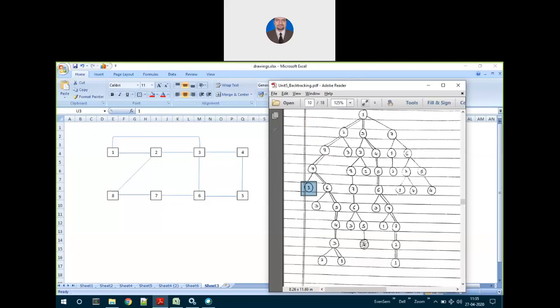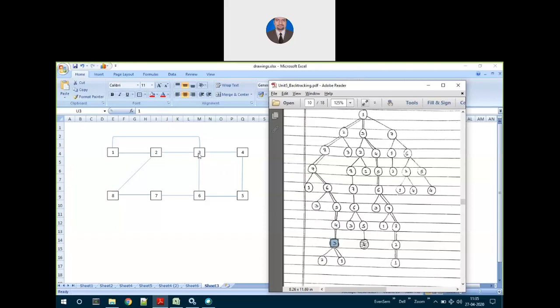So 7 to 6 I can go. From 6 there are 2 possibilities, that is I can go to 3 and I can go to 5. From 6 to 3 I can go, but if I go to 3 I would be losing the other 2 vertices, so that is a dead end. So where else can I go? I can come back to the previous vertex 6, and 6 to 5 I can go. From 5 I can go to 4. Okay, from 4 I can reach 3.